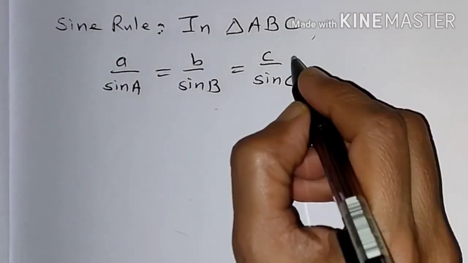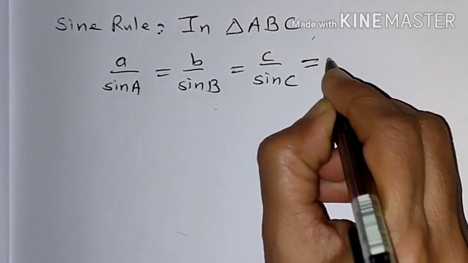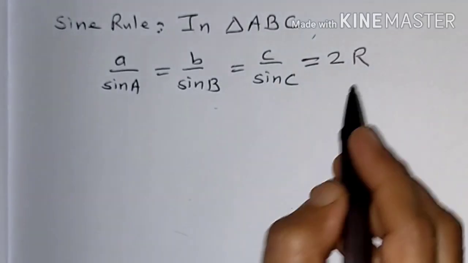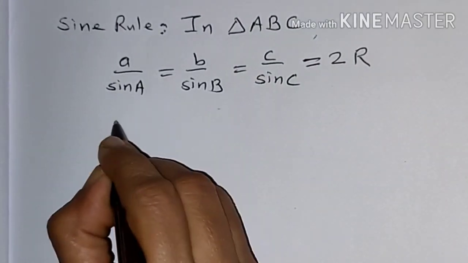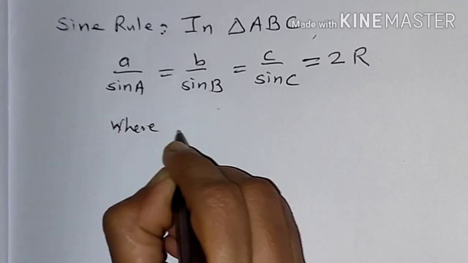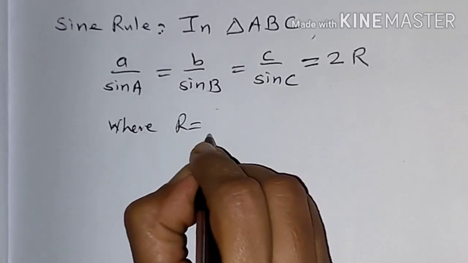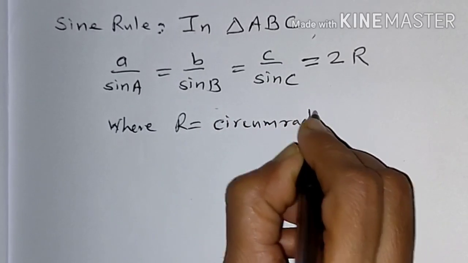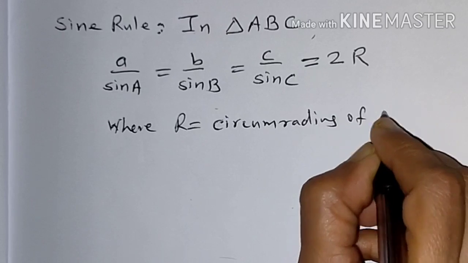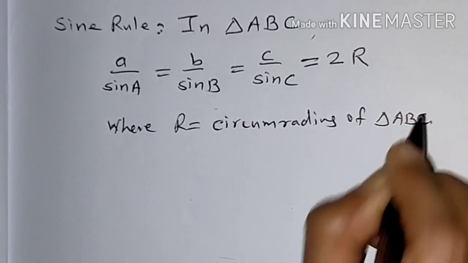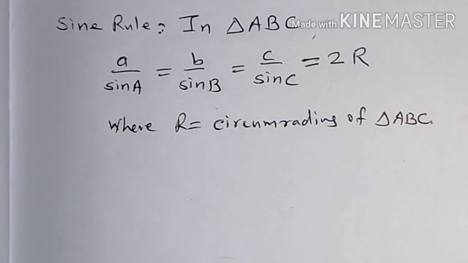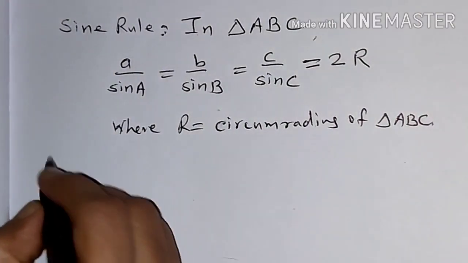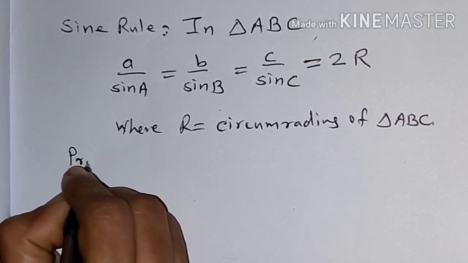So second part we are going to show that this constant is equal to 2R, where R is the circumradius of triangle ABC. Proof. We are going to prove this result.